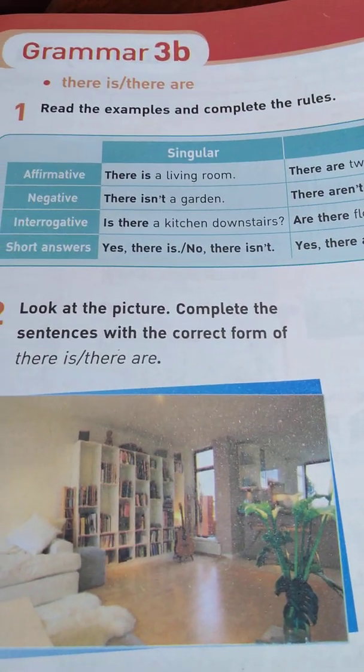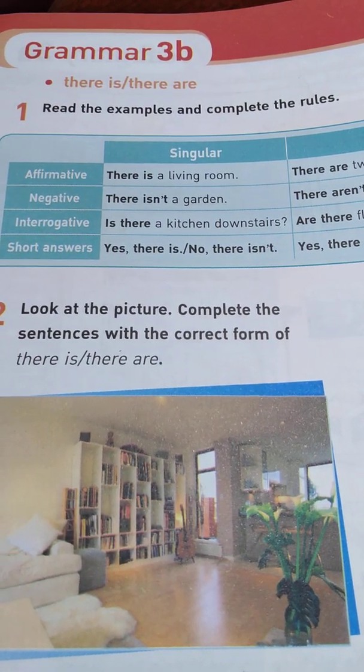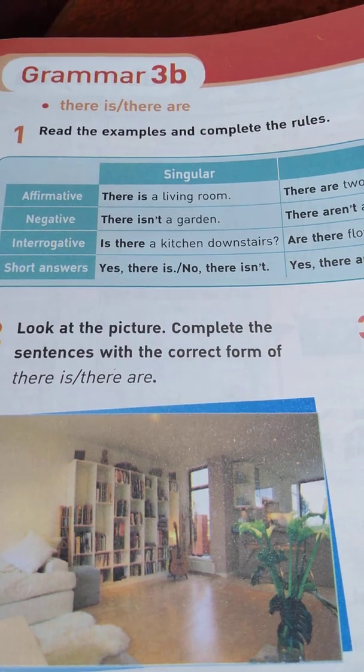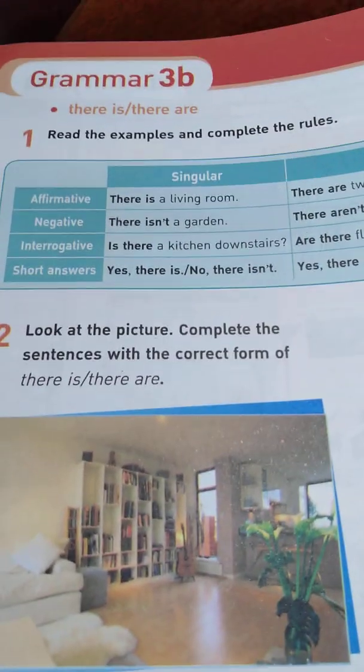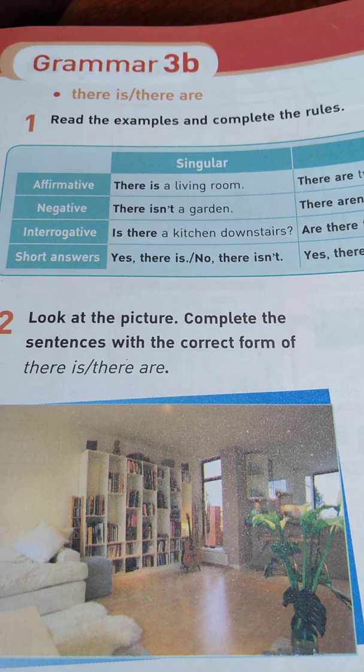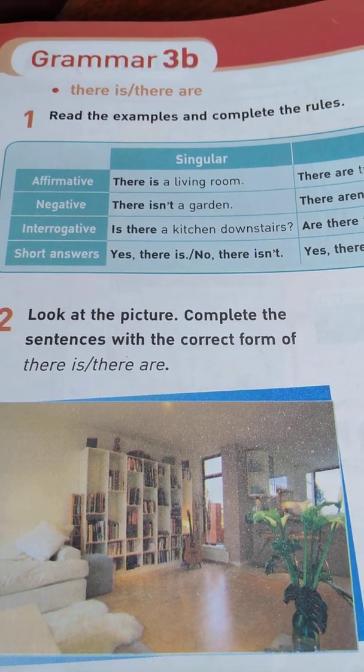The next we get into more into the grammar. There is, there are. There is a living room. There isn't a garden. There is a living room. No. There isn't a garden. All right.